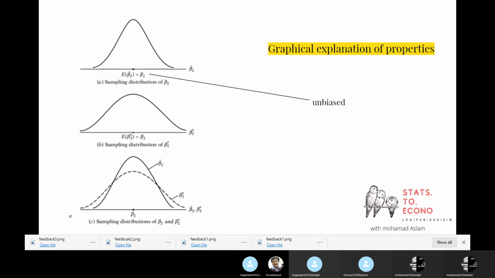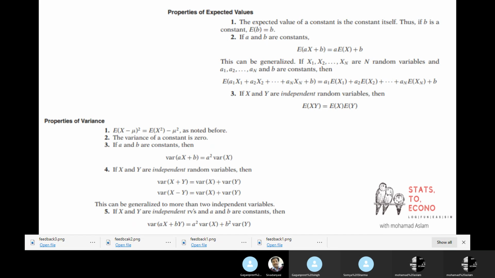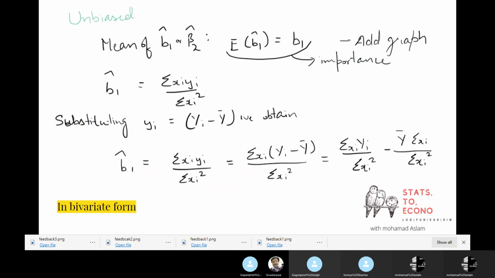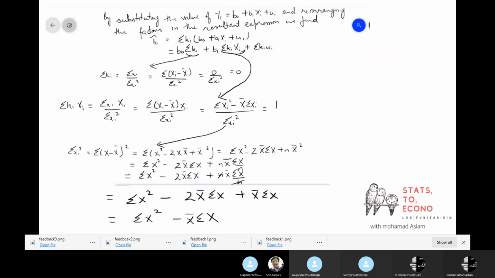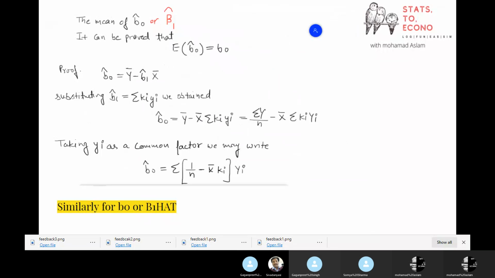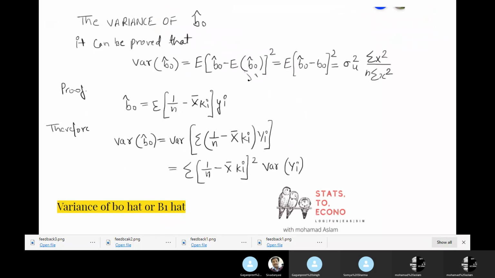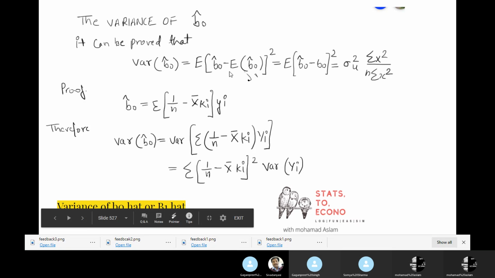So we need the variance for that. Last time we did the derivation for beta 1 hat, the slope coefficient. Today we need it again for the intercept coefficient. Now to find the variance of this intercept coefficient, we need the formula of variance.